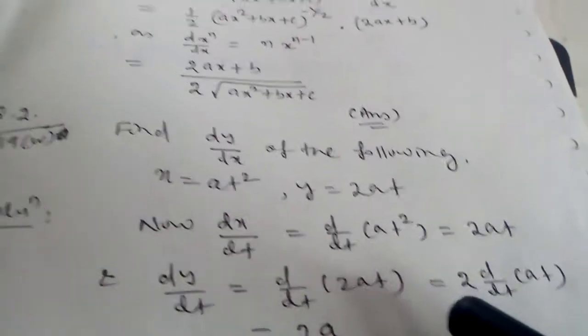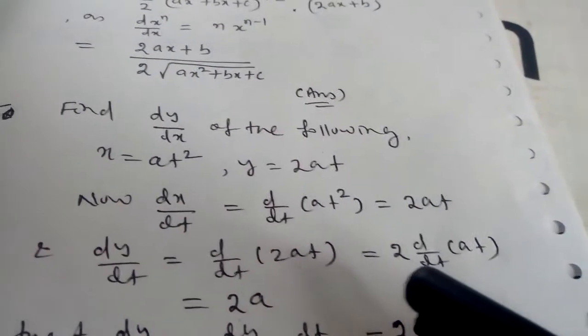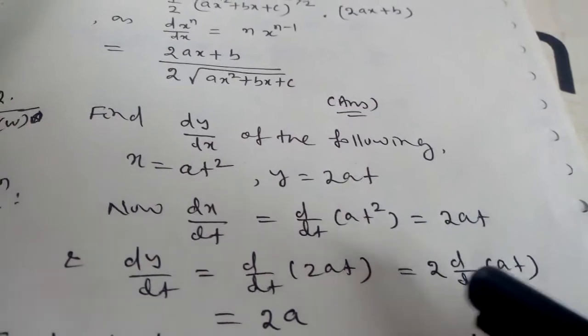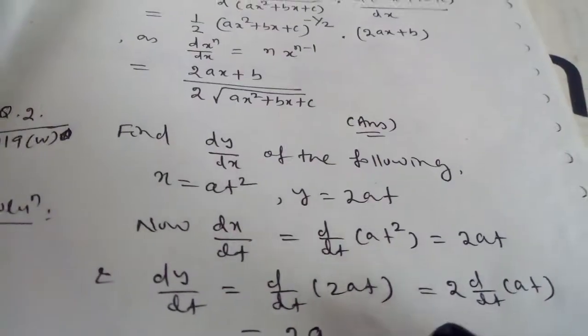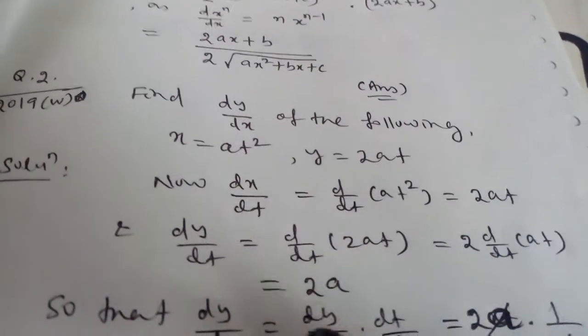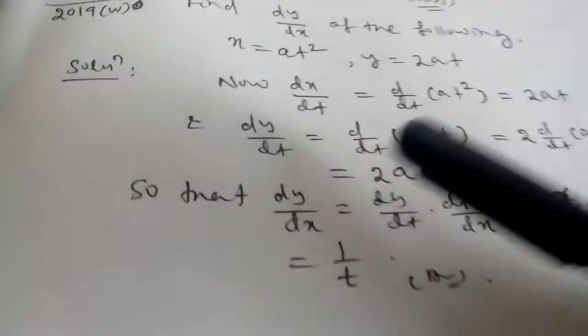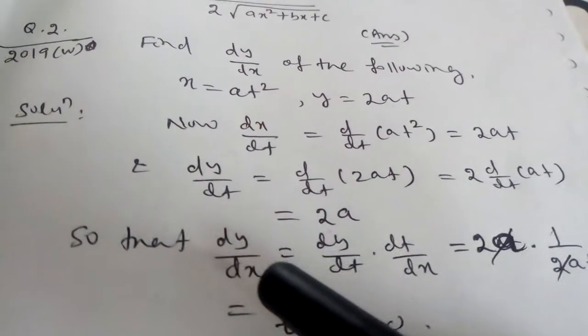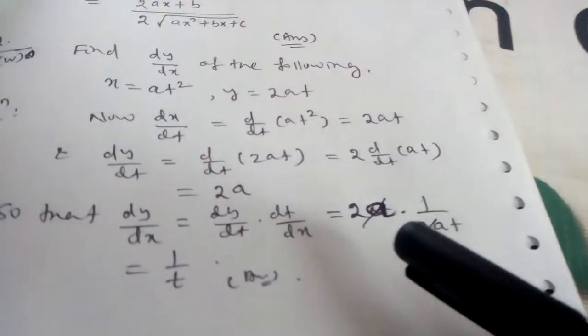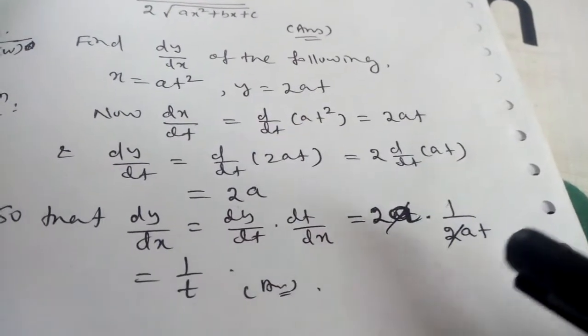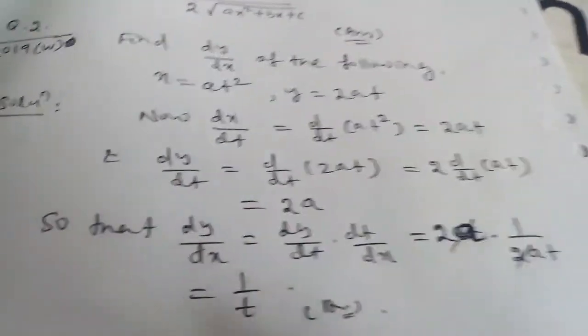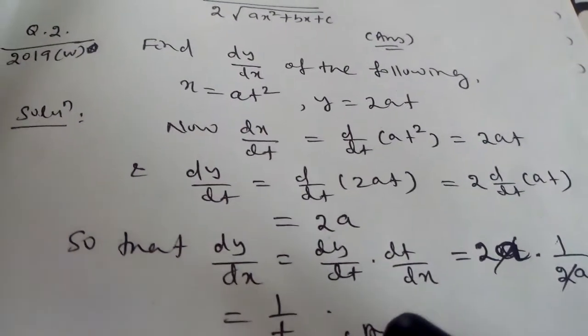So this is equal to 2 into derivative of at with respect to t, as 2 is the constant. So this is equal to 2a. So that dy by dx is equal to dy by dt into dt by dx is equal to 2a into 1 by 2at. So cancelling 2a, this is equal to 1 by t, and this is the answer.